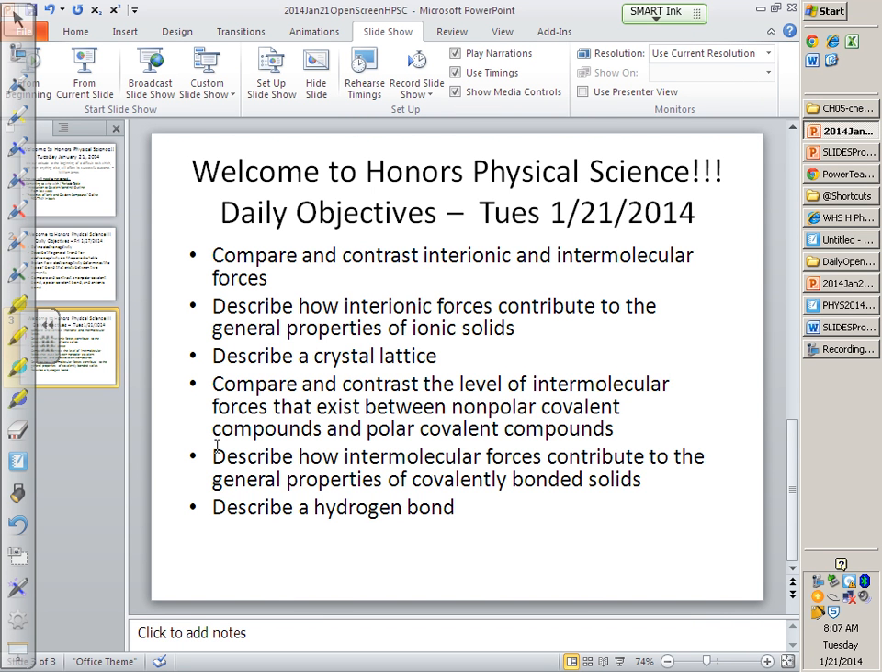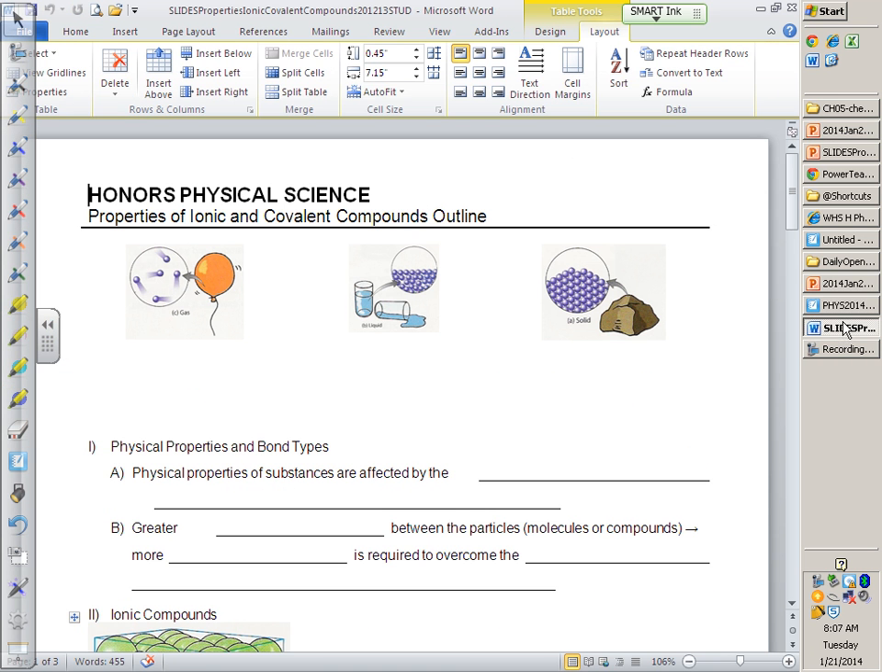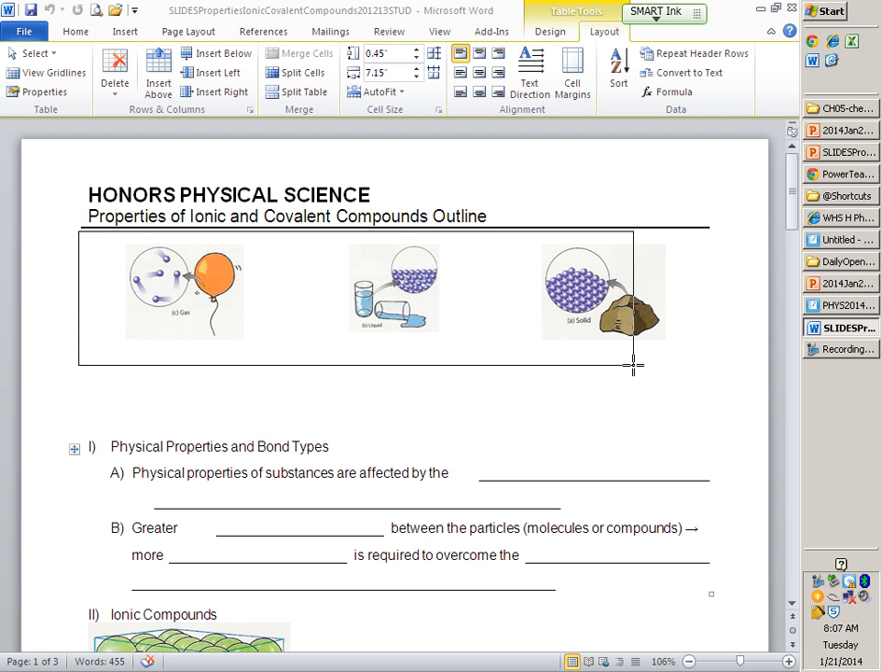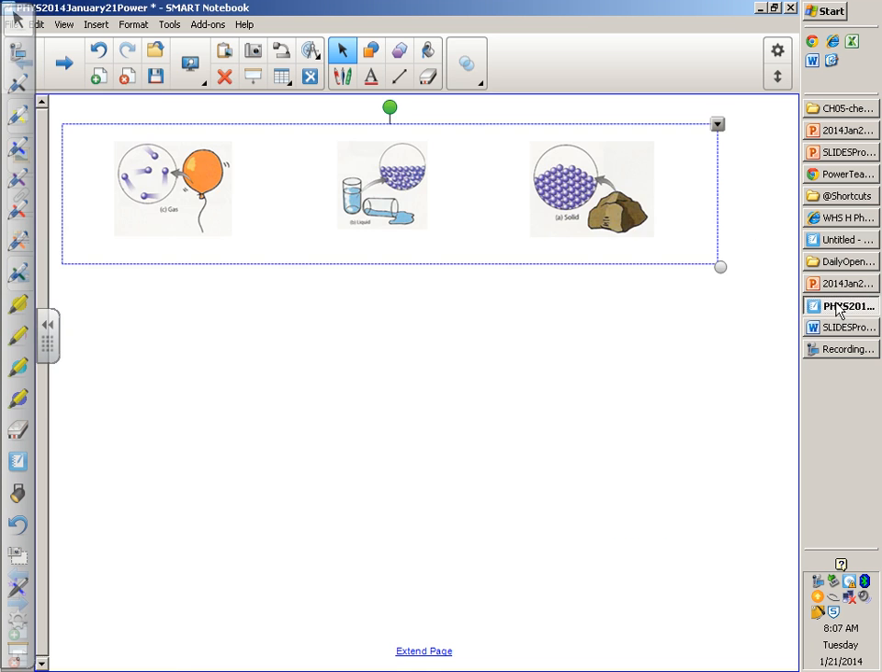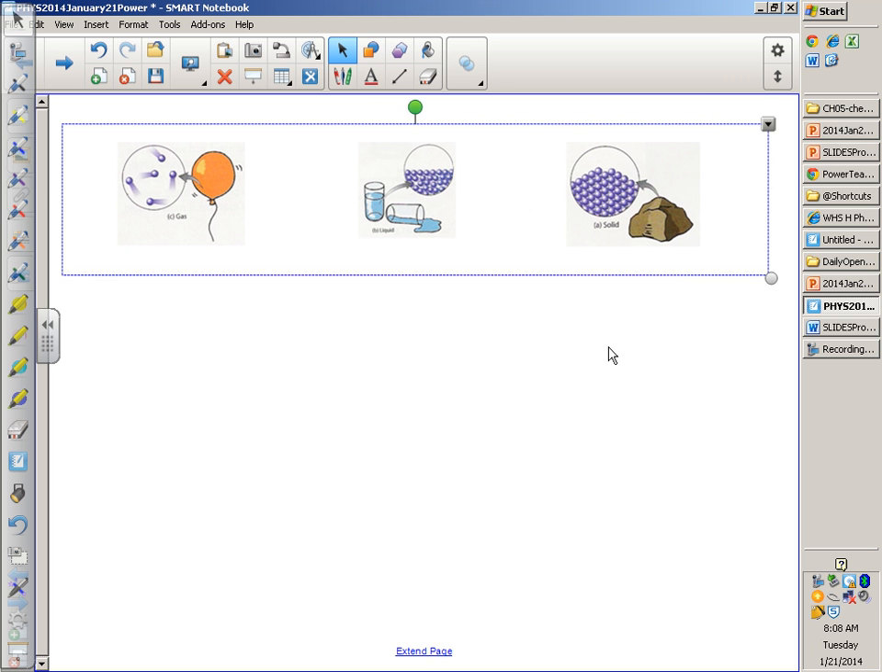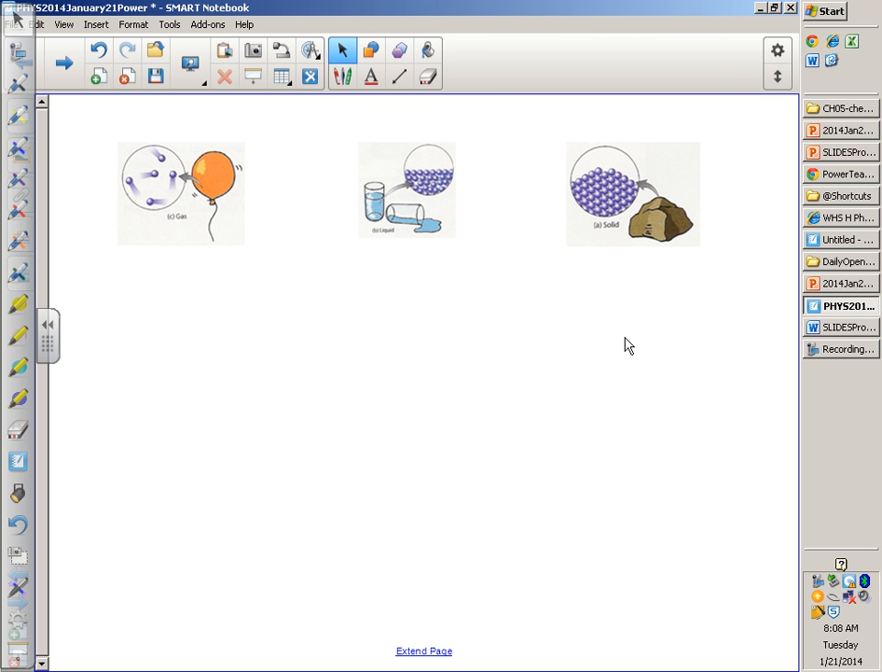Recording has started. So, to get us started for today, we're going to look at something a little bit different. At the top of your outline, there are 3 pictures. And those pictures show you different states of matter: solid, liquid, gas.